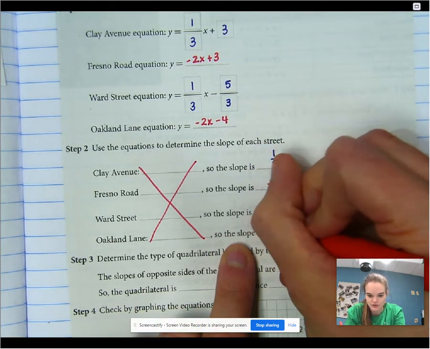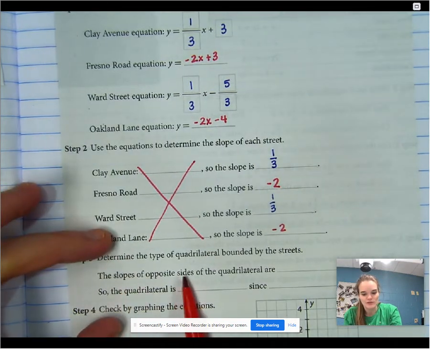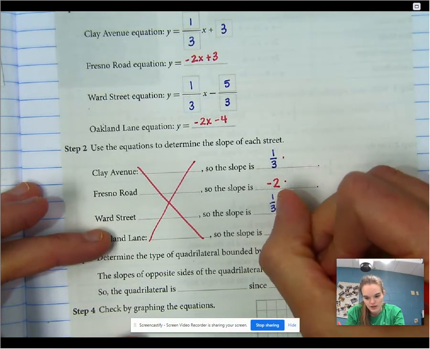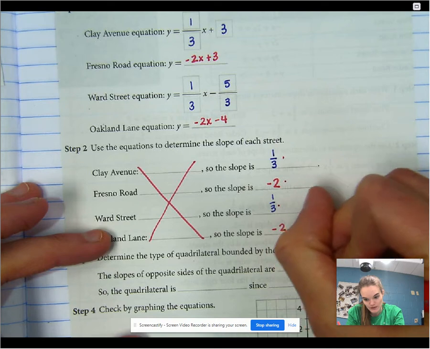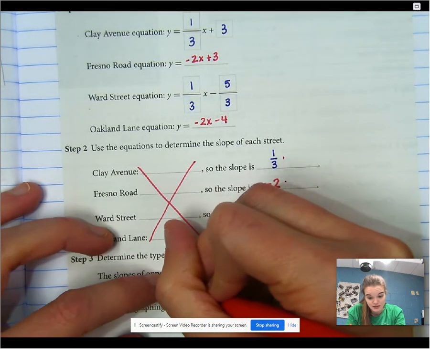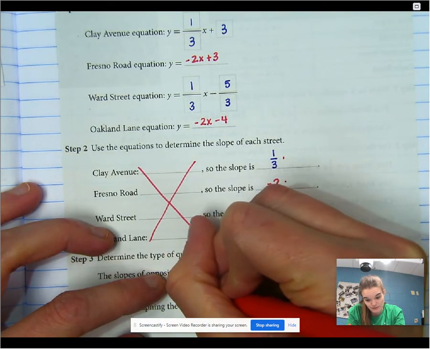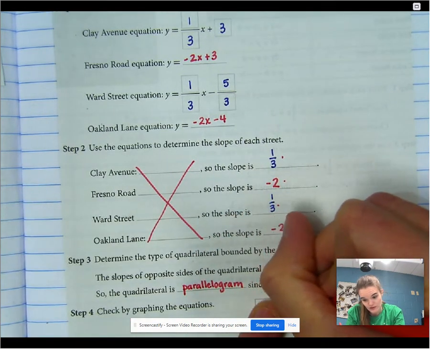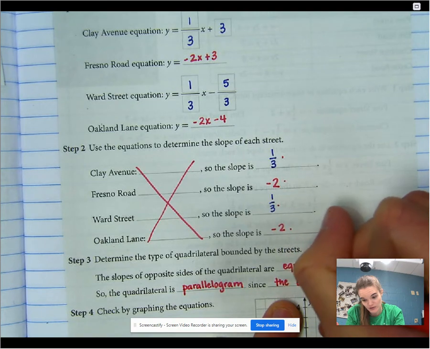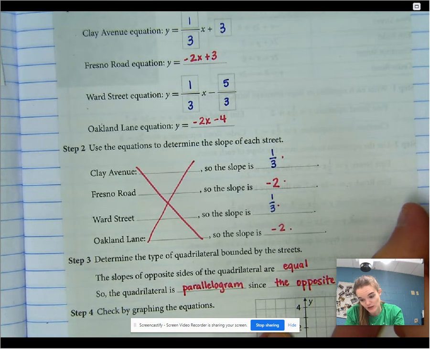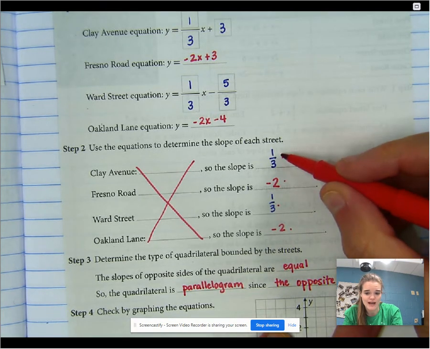Oakland Lane, negative 2. The slopes of the opposite sides of the quadrilateral are these two and these two are the same or equal. They are not opposite reciprocal though, so which one was the same? Parallelogram. Since the opposite sides are parallel. It would have been a rectangle if these were 1/2 and 1/2.